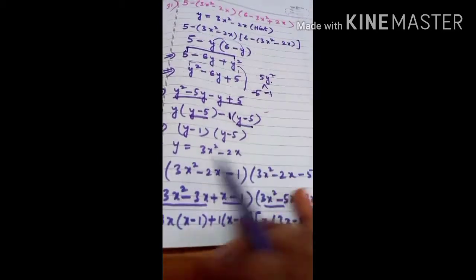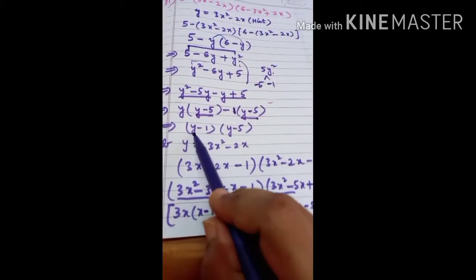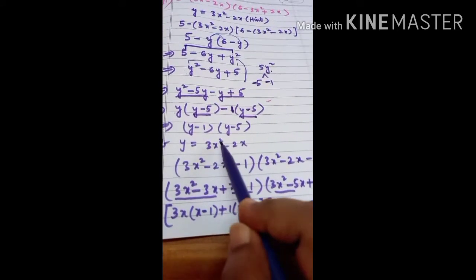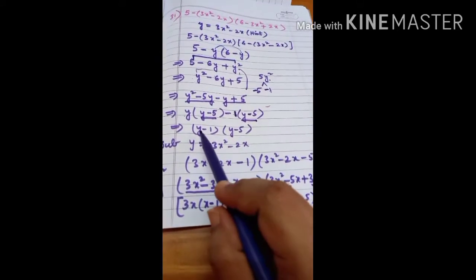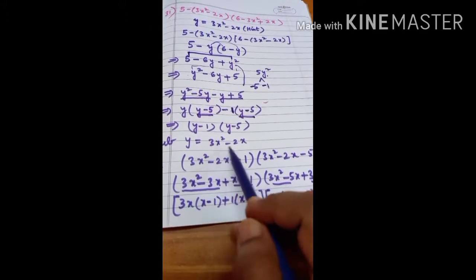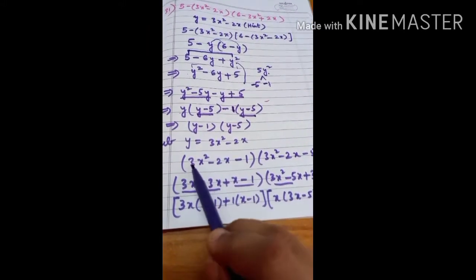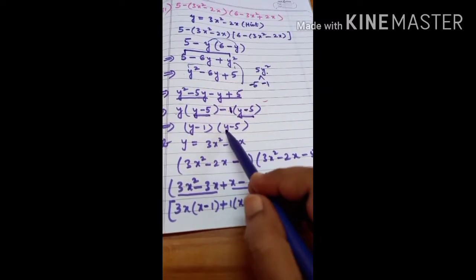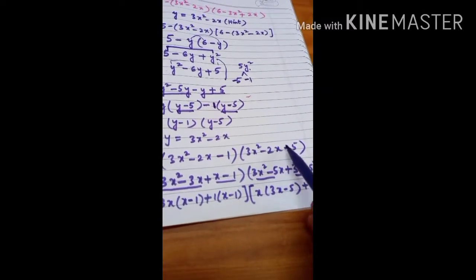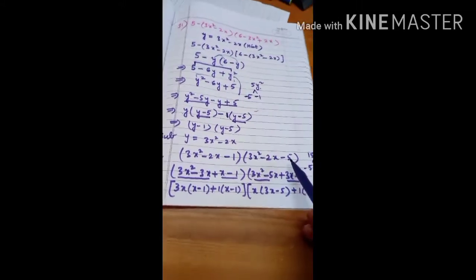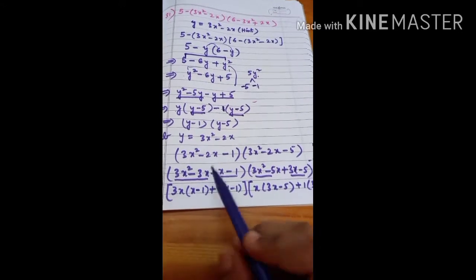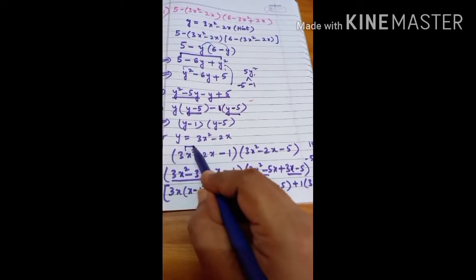Okay, so now actually the y value you know very well, which is already given in the hint, that is nothing but y equal to 3x square minus 2x. So in place of y you are substituting 3x square minus 2x. So this y means 3x square minus 2x, then minus 1 as it is, then into, again in place of y, 3x square minus 2x, then minus 5.